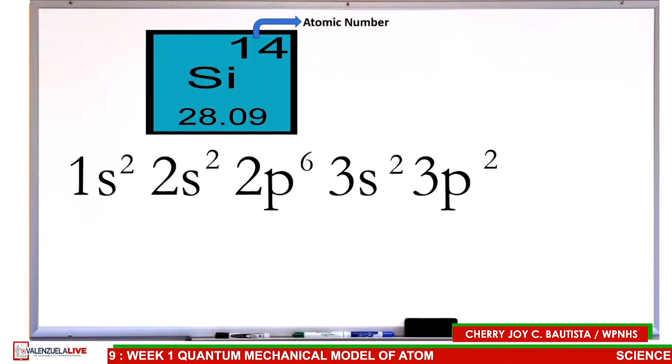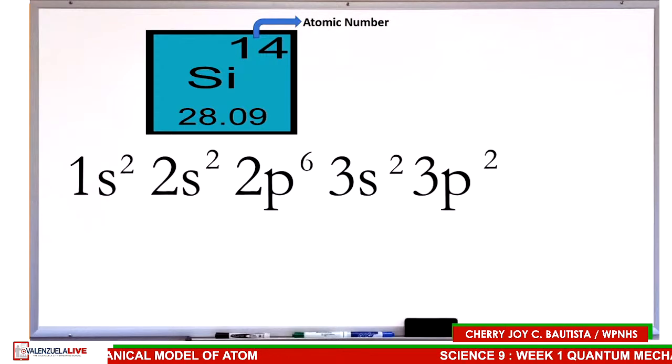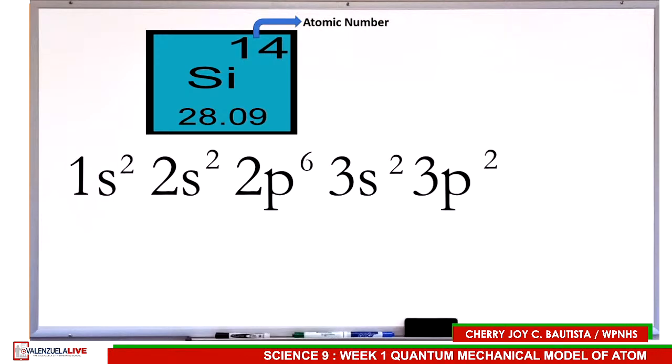Another example is silicon. The electron configuration is 1s2, 2s2, 2p6, 3s2, 3p2. 2 plus 2 plus 6 plus 2 plus 2 equals 14. The orbital diagram would be like this.